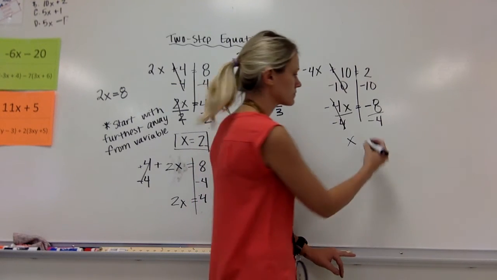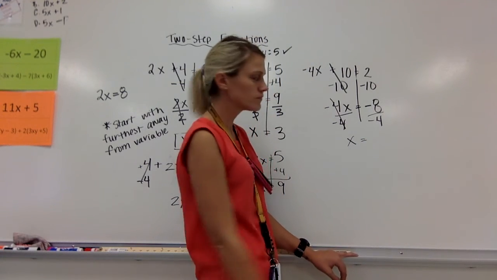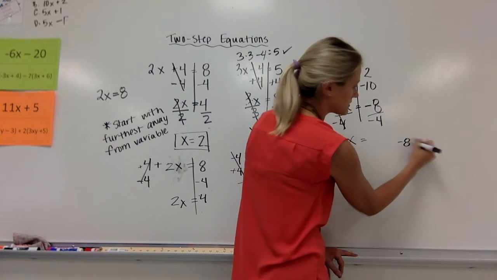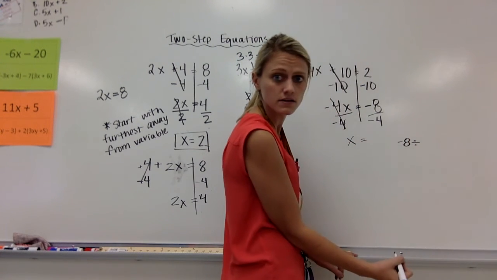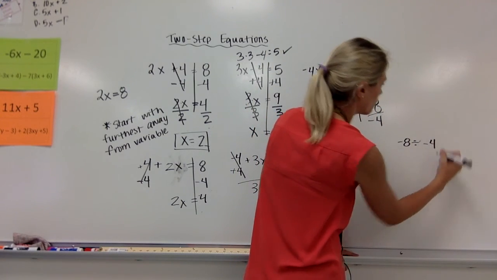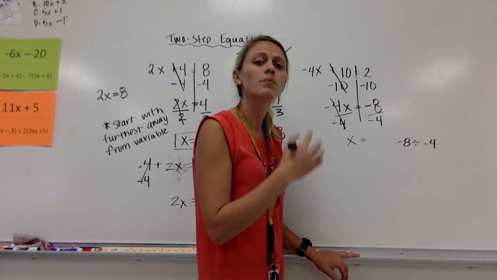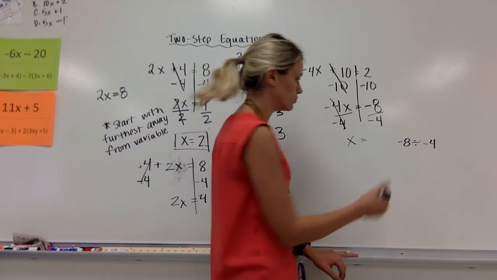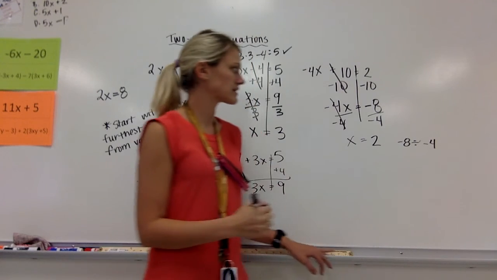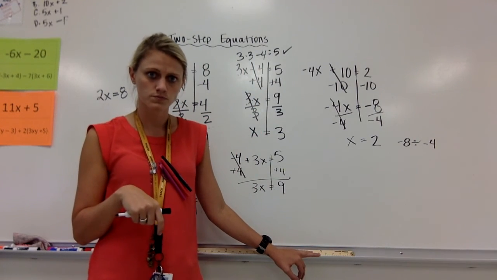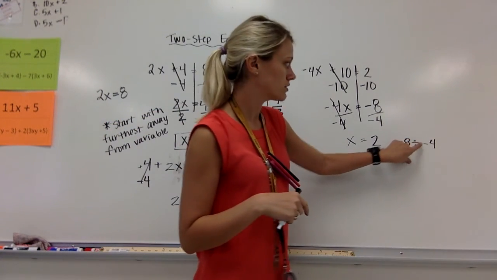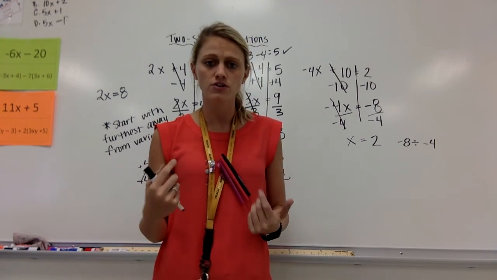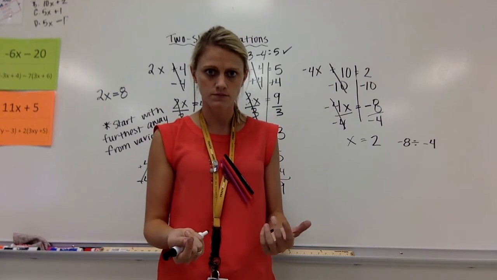X equals negative 8. So I've got negative 8 divided by negative 4 is a positive 2. X equals 2. Positive 2. Okay? So a negative divided by negative is a positive. If you need to check that in your calculator, then you certainly can.